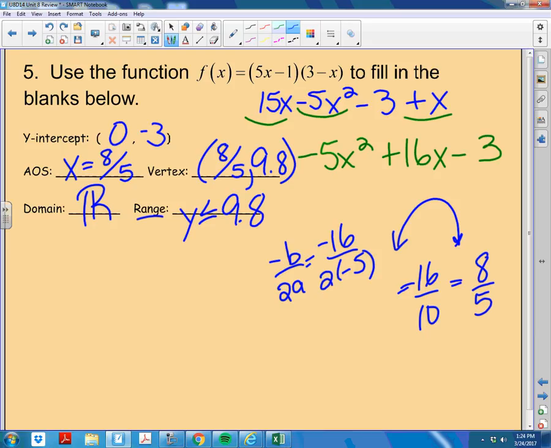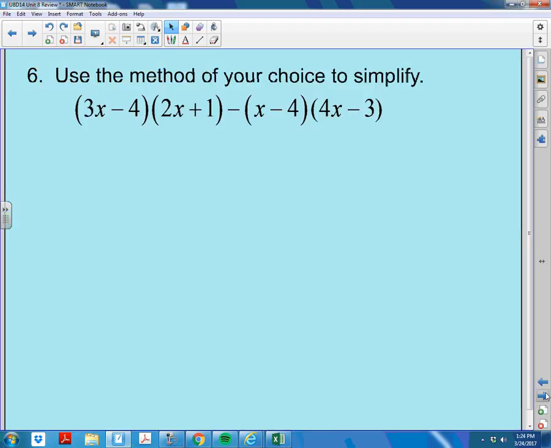Remember, the range and the axis of symmetry are based off of the vertex. Vertex is a pretty important thing to find. Any questions on that? And final.